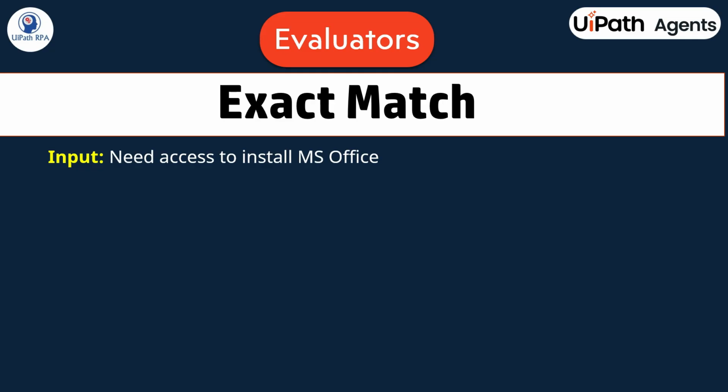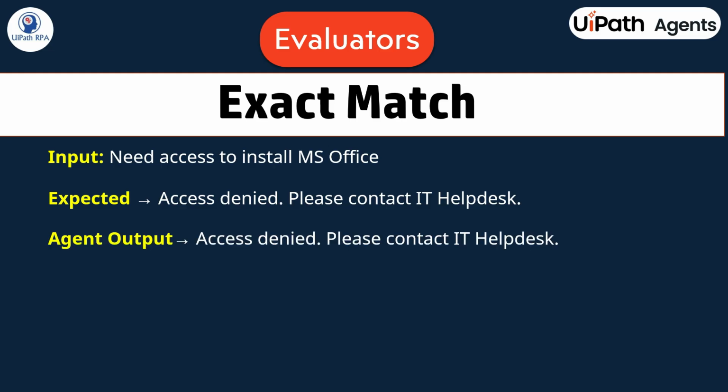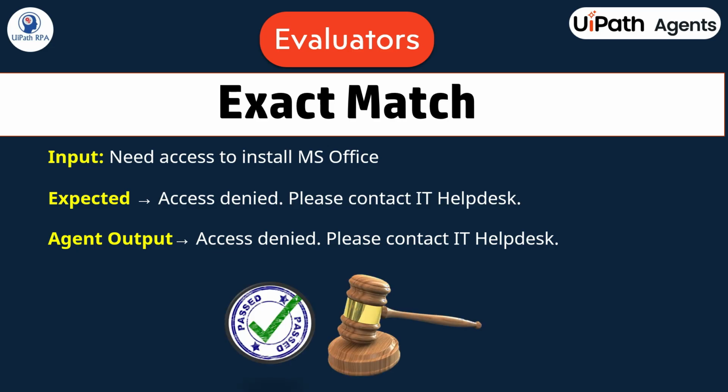Let's say the input is "need access to install MS Office." Expected output is "access denied. Please contact IT help desk." And the agent output is "access denied. Please contact IT help desk." Then this is correct because this is an exact match. So this will pass.